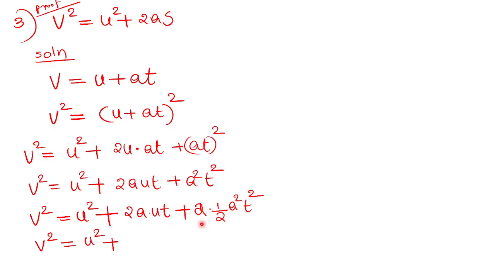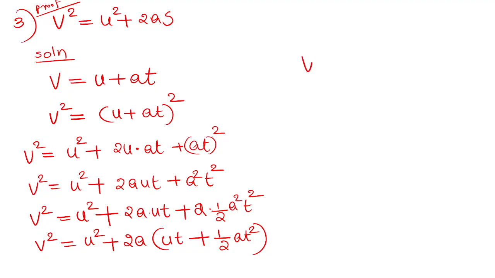take 2 common. Let me take 2a common. Understood? 2a is present here, 2a is also present here. Let me take 2a outside. If I take 2a outside, ut is remaining here. If I take 2a outside, 2 is lost, a is lost. Half a t square will be remaining. It's very simple. 2 is gone, 2 is gone, a is gone. Half a t square will be remaining.